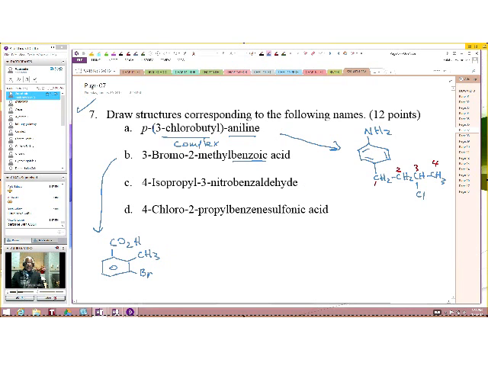Very good. Now let us do this. This is 4-isopropyl-3-nitrobenzaldehyde. Again, you identify the base name. The base name is this here, benzaldehyde. So that means we have this.